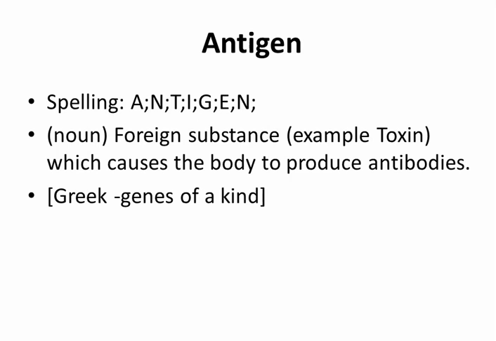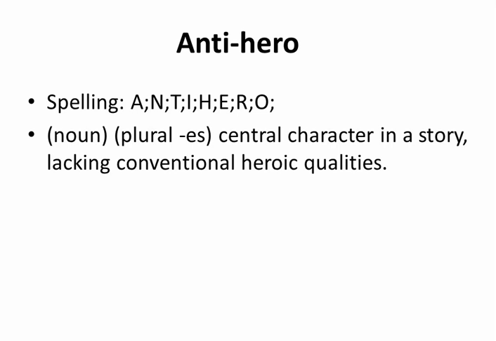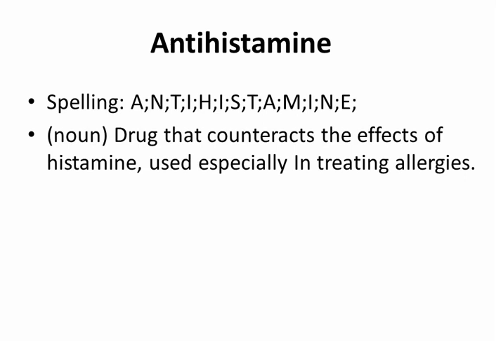Antigen. Spelling, A, N, T, I, G, E, N. Noun, foreign substance, for example toxin, which causes the body to produce antibodies. Greek genes, of a kind. Antihero. Spelling, A, N, T, I, H, E, R, O. Noun, plural antiheroes, central character in a story, lacking conventional heroic qualities. Antihistamine. Spelling, A, N, T, I, H, I, S, T, A, M, I, N, E. Noun, drug that counteracts the effects of histamine, used especially in treating allergies.